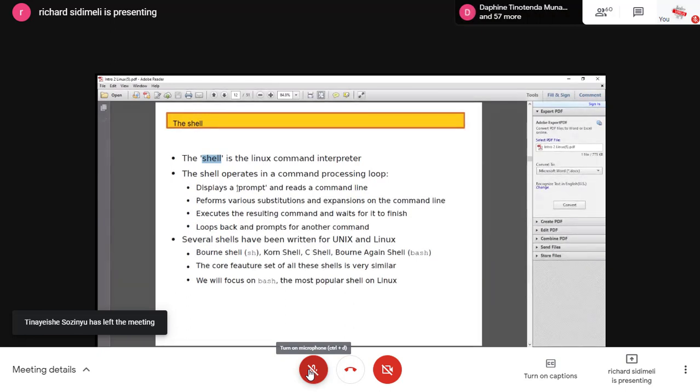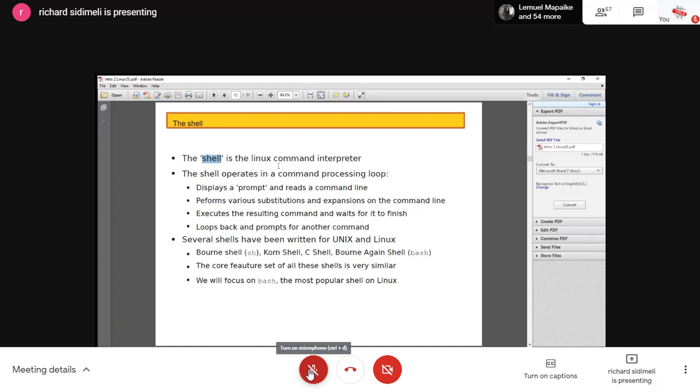Is that okay, guys? Let me proceed with the shell. The shell is a command interpreter. Because we are going to talk directly to the shell, we must be able to interpret all the commands, and the interpreter is the shell that operates in command processing mode, which means it requires us to read the command line and be able to solicit for very important products: loops, bugs and prompts.